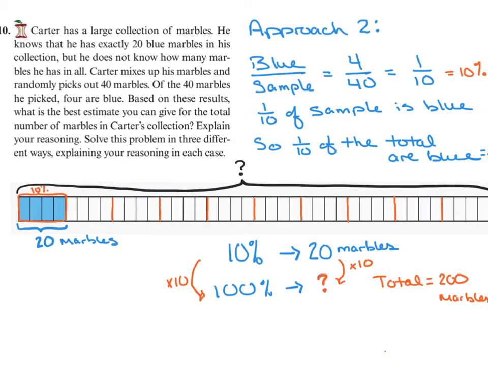Approach number 2. I could look at it as a percent problem. Since there are 4 blue out of a sample of 40, that means 10% of the sample is blue, or 1/10 is blue. Knowing that the total number of blue marbles is 20 marbles, that means 10% equals 20 marbles. So we want to know what the 100% is. 10 times 10 gives me 100%, so 20 times 10 will give me 200 marbles. I've shown this up here in the strip as well, showing the 10% in orange, and that 10% represents 20 marbles.